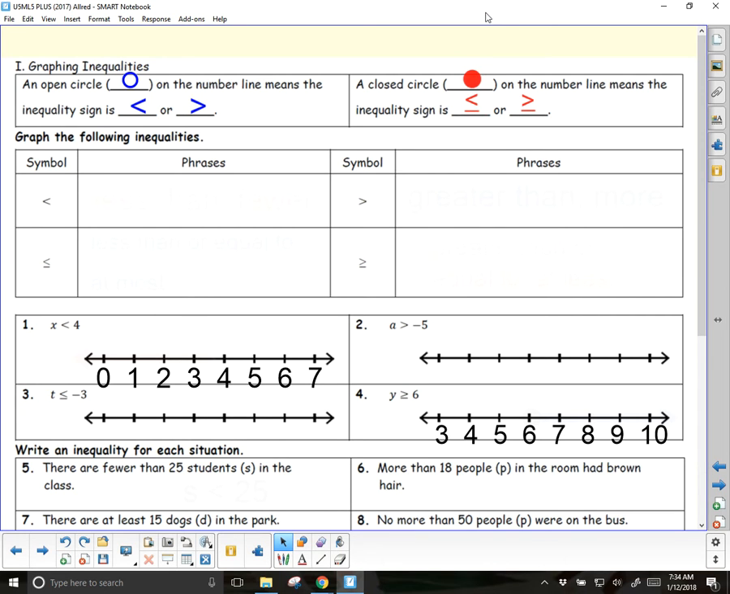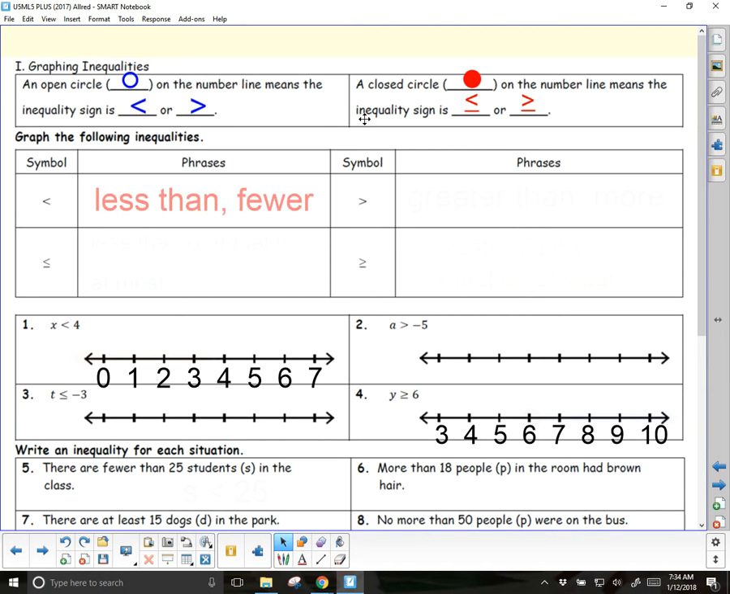You would use a closed circle for a less than or equal to symbol and a greater than or equal to symbol. So remember that little line underneath the inequality just adds an or equal to piece when you are reading it out loud and when you're talking about it on the number line. That little line means or equal to, okay?